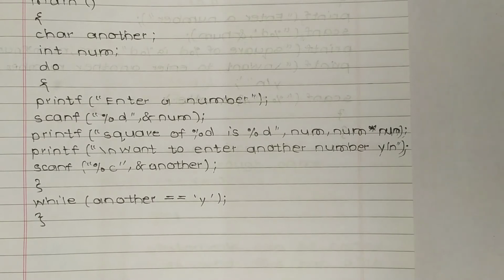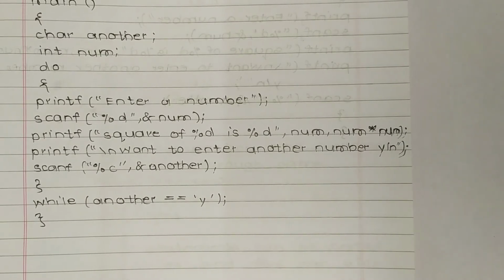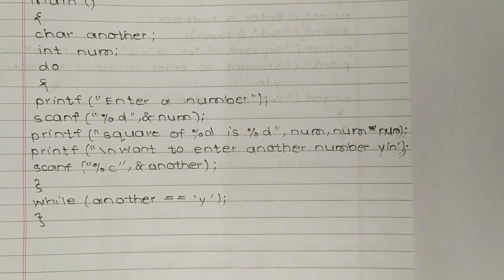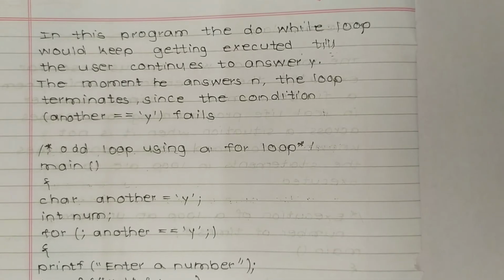That means while another is equal to y. That means we are asking the user, do you want to enter another number? That means this loop will be infinite, or it can be repeated an unknown number of times. That is why it is called an odd loop or infinite loop.